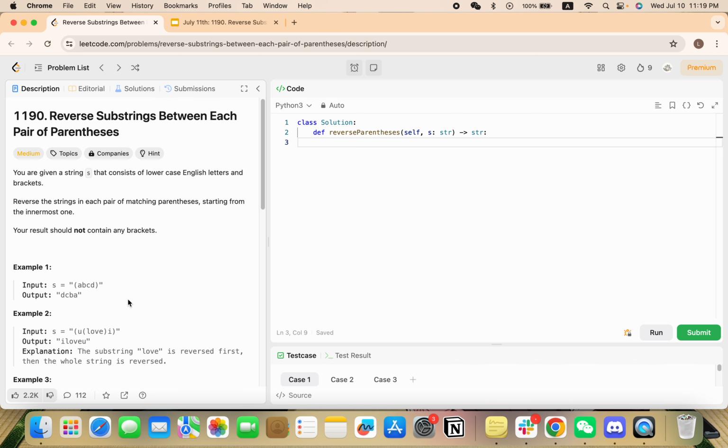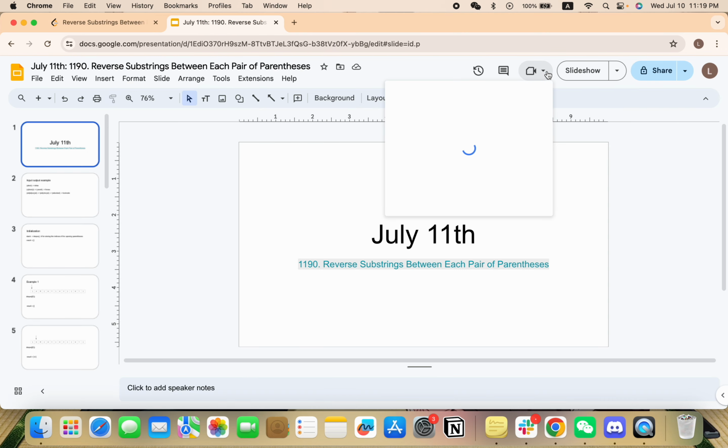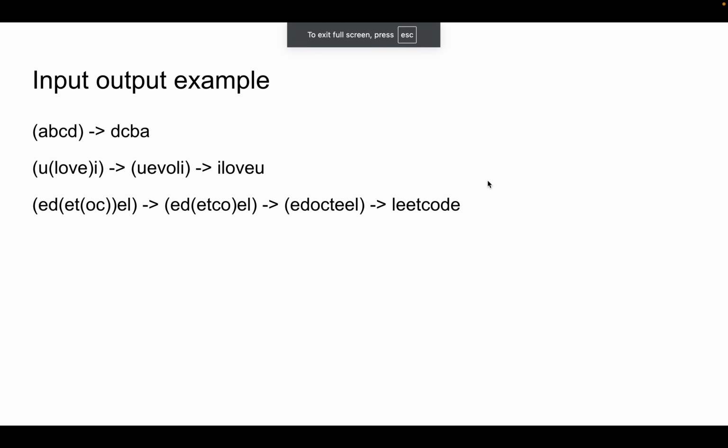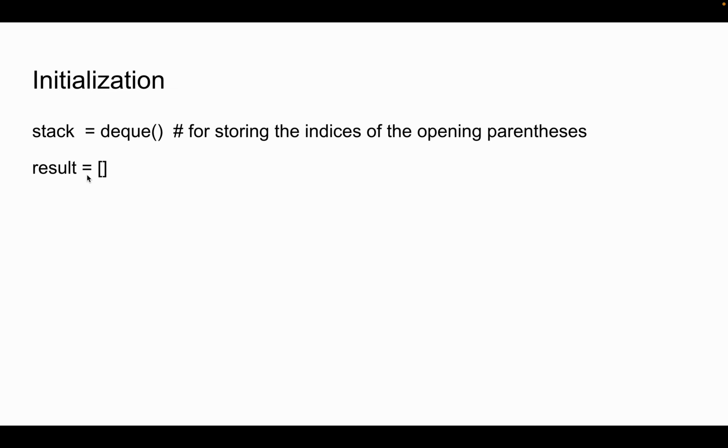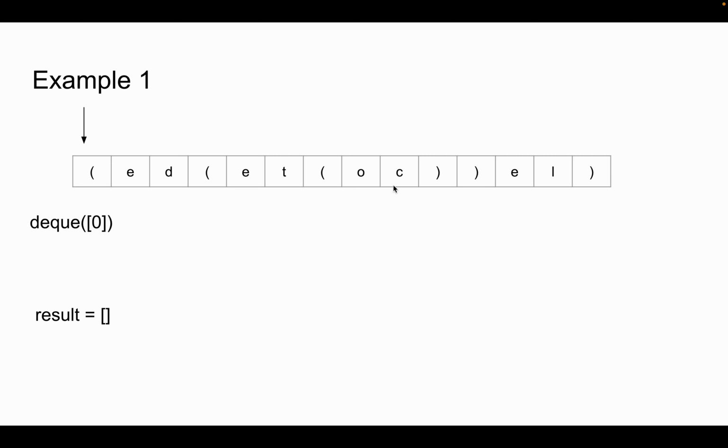Yep. So I'll prepare slides again. Let's say we're given (ABCD), we want to return DCBA. Here we want to first invert the innermost pair of parentheses and then invert the outer one, so the result is "you love I" inverted. Same here, and then we get leetcode. Initialization: we want to initialize a stack, which is a deque, and then we initialize a result array.